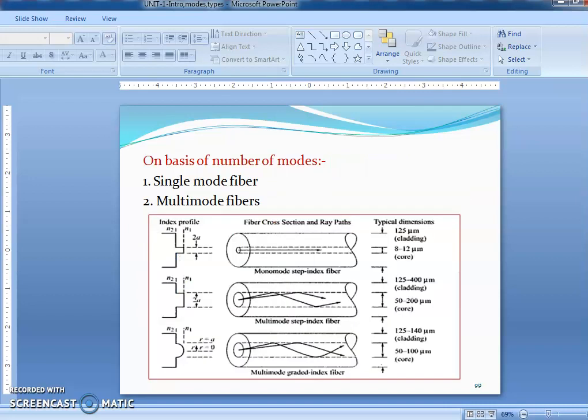Depending upon the number of modes it supports, see the diagram. Here it is a single mode step index fiber. Only one mode is propagating inside the fiber. That's why it is called monomode or single mode step index fiber. See here, more than one mode, actually two modes are propagating inside the fiber. It is called multi-mode fiber.